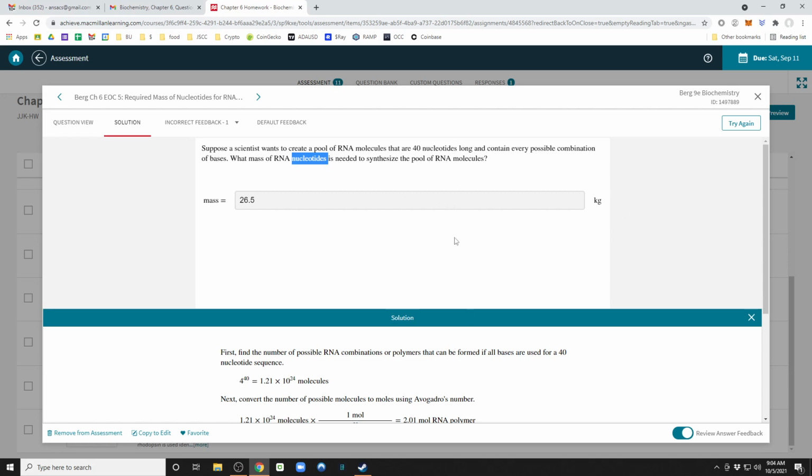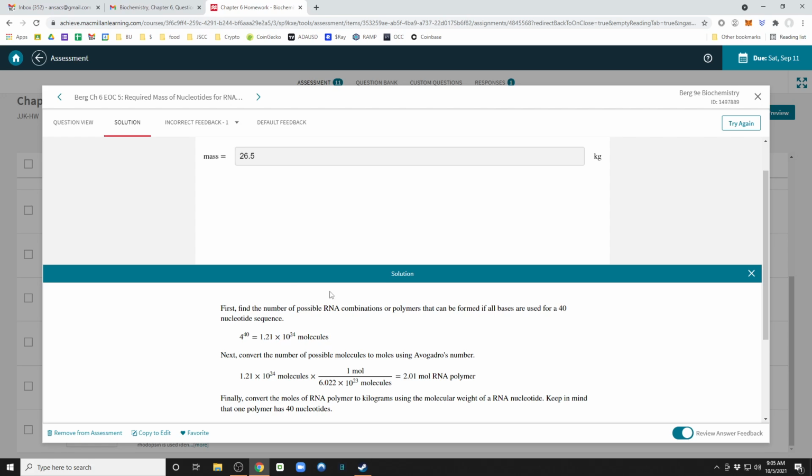And so what you're trying to do here, the important part, is the fact that it's every possible combination of 40 nucleotides. So how many nucleotides could line up? Well, there's 4 of them that you could get at each spot. So each spot you have 4 options. To get every possible combination, you would have to take 4 and put it to the 40th power, which would be the length of this nucleotide chain or RNA polymer. So 4 to the 40th power would be 1.21 times 10 to the 24th molecules of these RNAs.